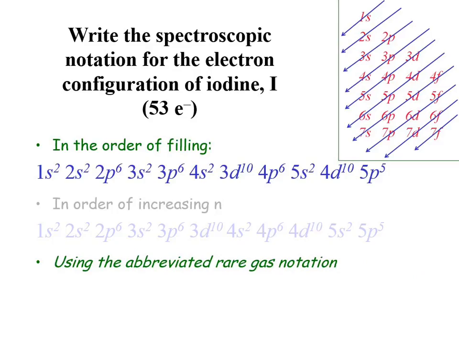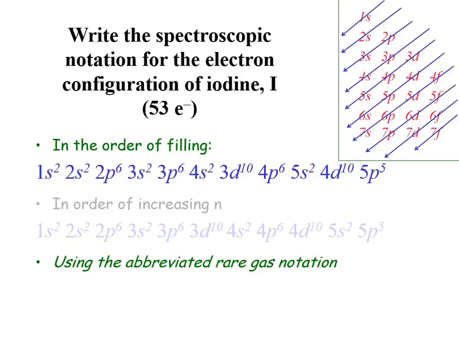So there is this shortcut, and we all love shortcuts. It's optional. The problem with shortcuts sometimes is they bring with them a danger that you'll get the wrong answer or you'll write it down wrong. So the shortcut goes something like this. Whenever you reach a rare gas, you can write that rare gas in brackets, okay? And it's the latest rare gas.